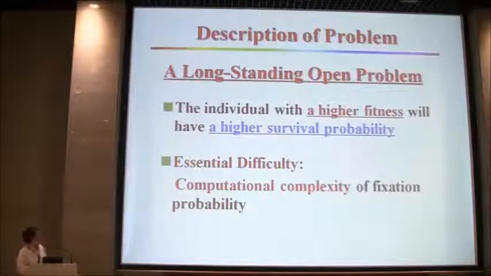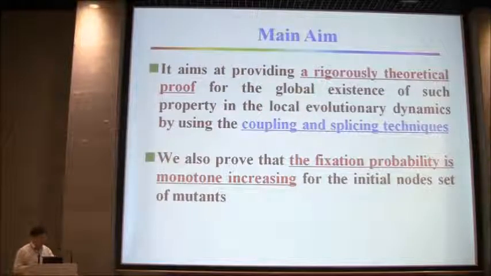The long-standing open problem is whether an individual with higher fitness will have a higher survival probability. The essential difficulty is the computational complexity of the fixation probability. This is the complexity problem, and it is challenging to address this question. Our main aim is to provide a rigorous theoretical proof for the global existence of such a property in local evolution dynamics by using coupling and martingale technology.